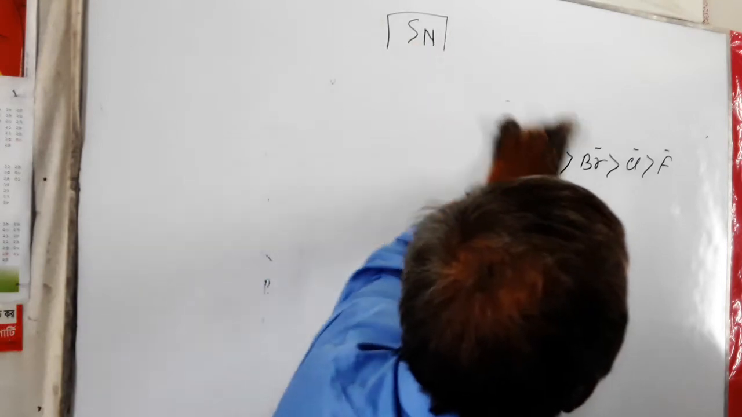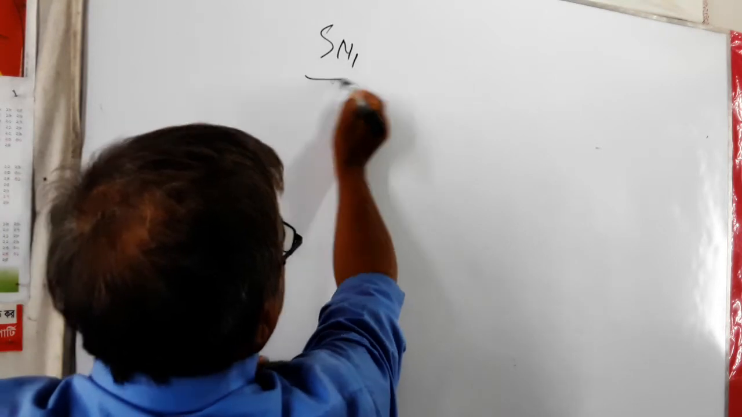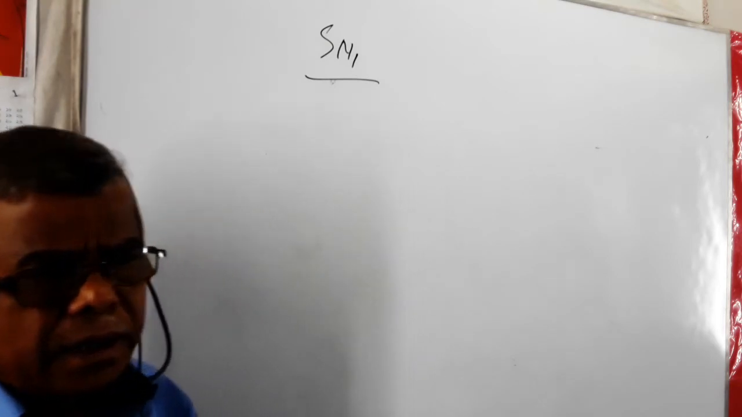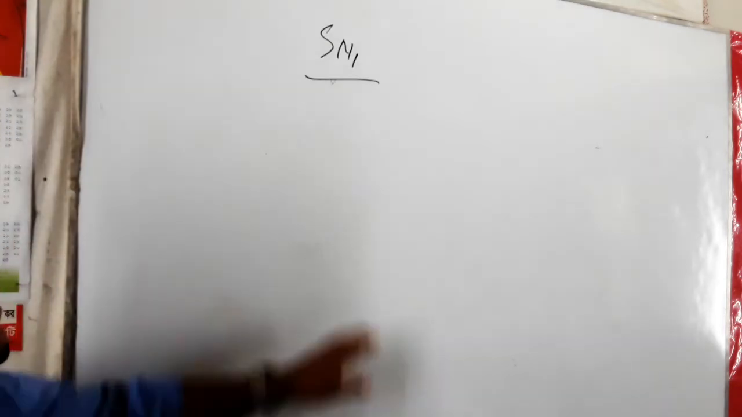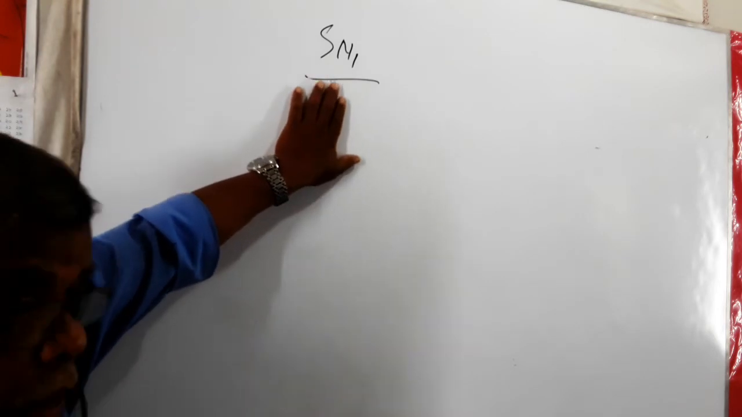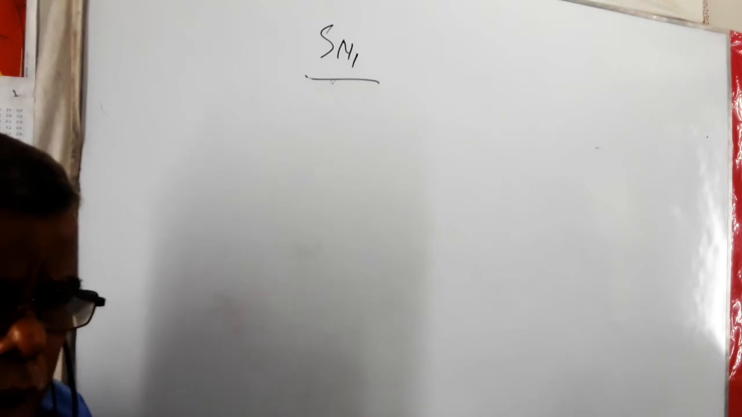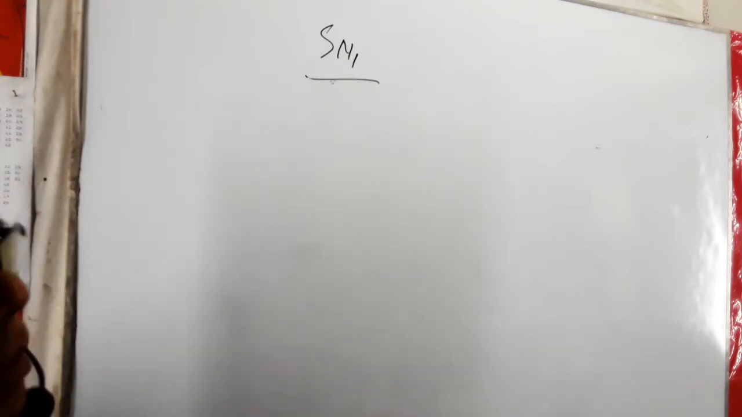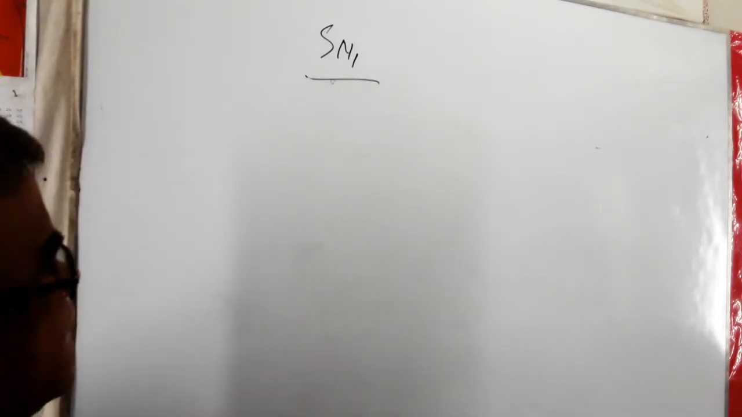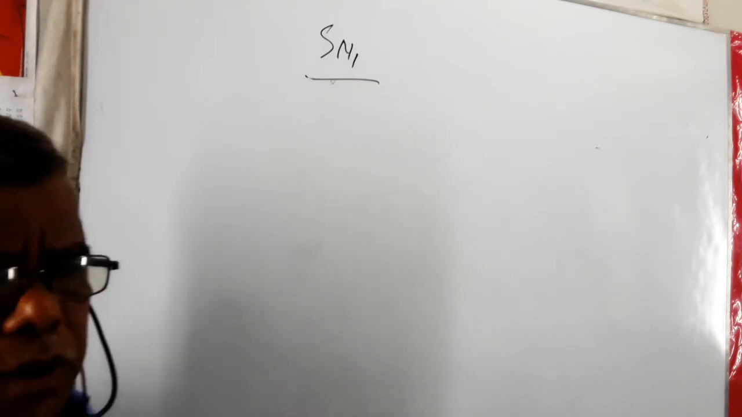the SN1 reaction. SN reactions are of two types, SN1 and SN2. SN1 means nucleophilic substitution unimolecular reaction. Where in a unimolecular substance, an atom or group is released by a nucleophilic reagent, that is called the SN1 reaction. The SN1 reaction is the unimolecular nucleophilic substitution reaction.